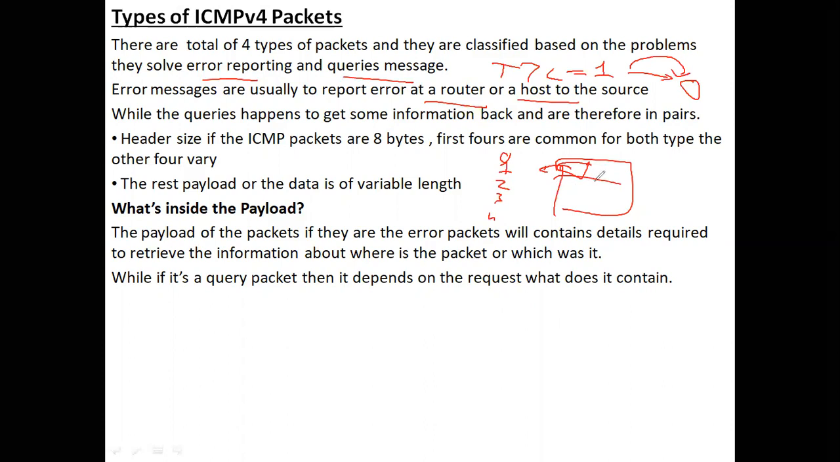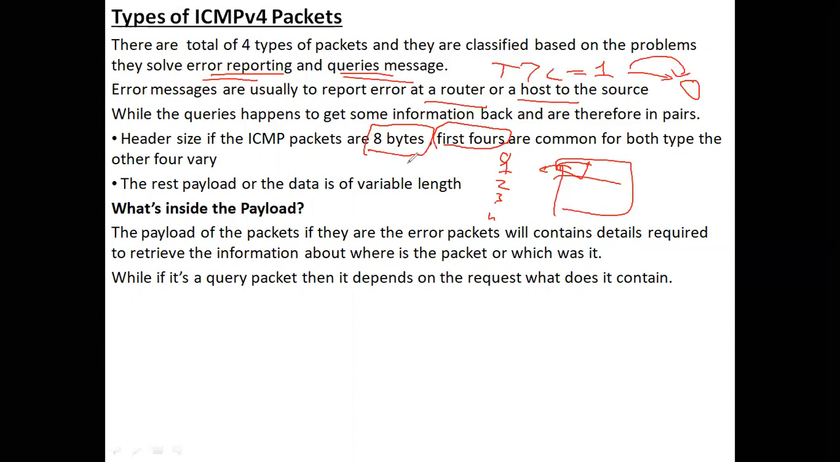To understand this a little better, we have to study the header portion of the ICMP protocol as well. The ICMP protocol has an 8 byte header, and both error reporting and query messages have the first 4 bytes as common. In the next slide you will see exactly what those first 4 are. But the next 4 bytes vary based on whether you have an error reporting or a query message.